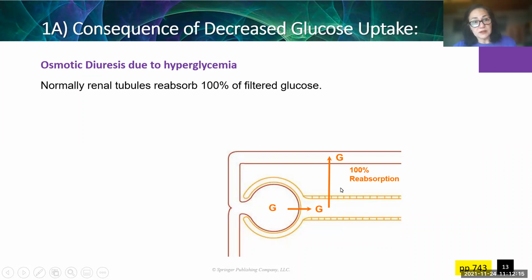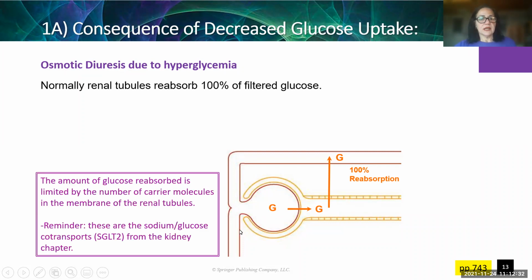Also normal is that usually all of the glucose that goes out into the renal tubule gets reabsorbed. 100% of normal glucose amounts get pulled back. However, there is a limit to how much can get pulled back because there's a finite number of carrier molecules in the membranes. I'm going to remind you, we talked about this when we were in the renal chapter. These are the sodium glucose co-transporters.